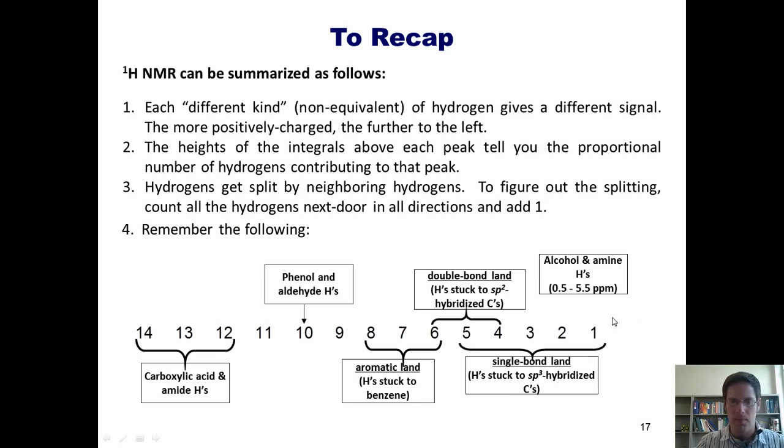Remember the following. Single bond land, 1 to 5 ppm. These are hydrogens stuck to sp3 hybridized carbons. Double bond land, 4 to 6 ppm. Hydrogens stuck to sp2 hybridized carbons, specifically carbons that are double bonded to other carbons. Aromatic land, hydrogens stuck to benzene or other aromatic rings. Right around 10, phenol and aldehyde hydrogens. 12 to 14, carboxylic acid hydrogens, and sometimes amides. 0.5 to 5.5 ppm, alcohols and amine hydrogens.